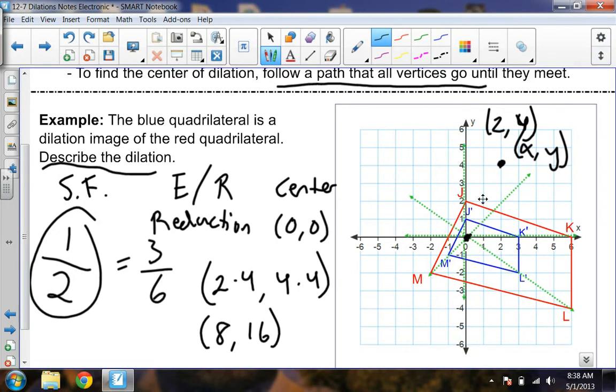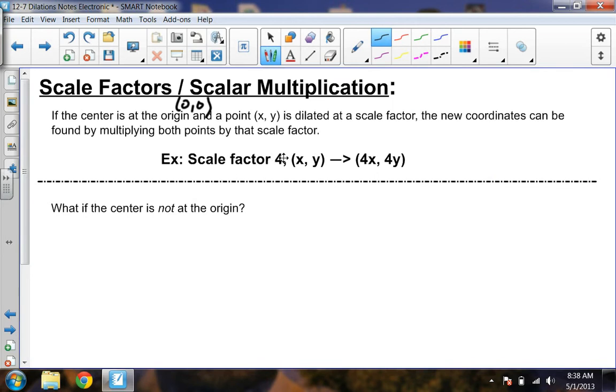Okay, so that makes sense. I'm this far away from the center. I multiply everything by 4. Now I'm 4 times away from the center up there. So that's an example. Scale factor 4: 4 times x, 4 times y.